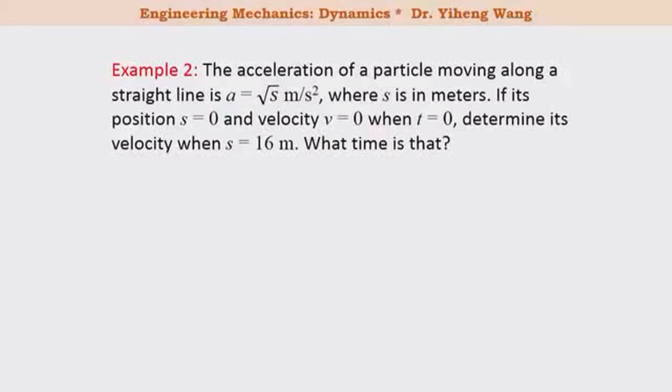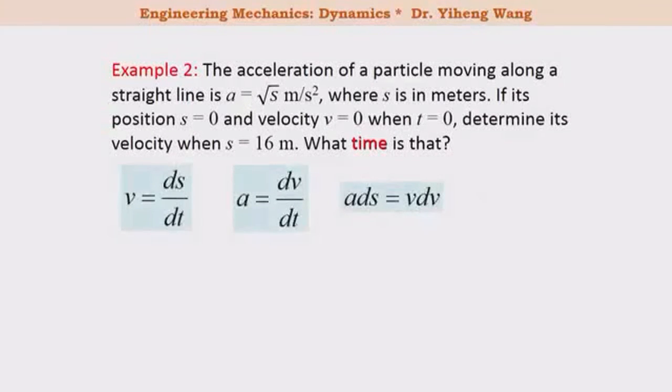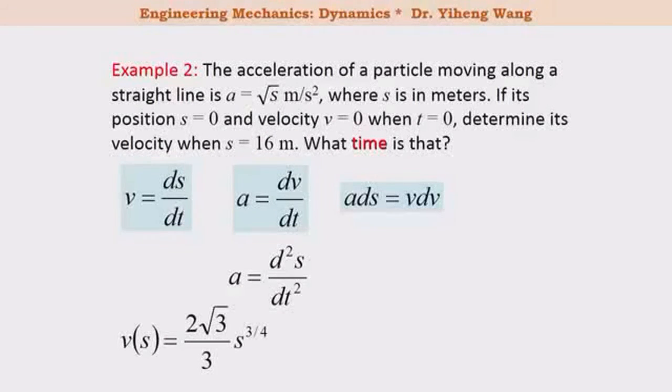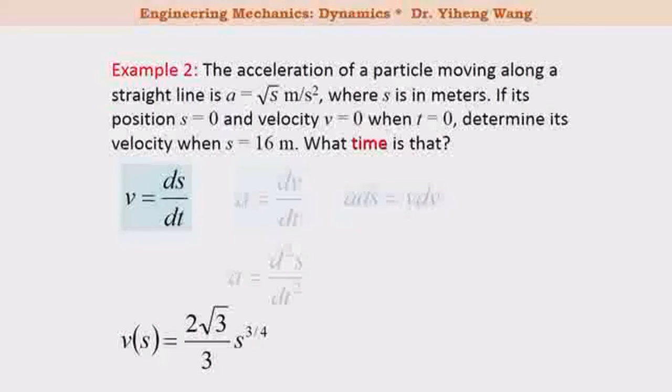For the second part of this problem, we need to find the time when the position is 16 meters. If we look at the three equations again, here the variables of interest are acceleration, position, and time. And we notice that equation 2 can be rewritten as acceleration is the second time derivative of position, which relates these variables of interest. But since from the previous part we already got velocity as a function of position, we can simply use the first equation since it provides the relation of v, s, and t, and it can help us find time.